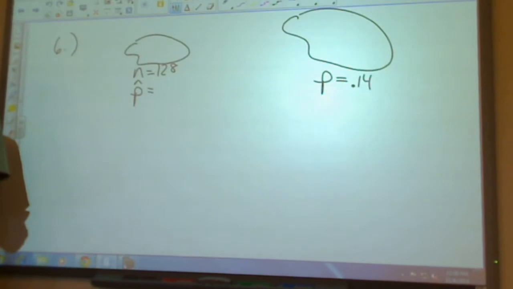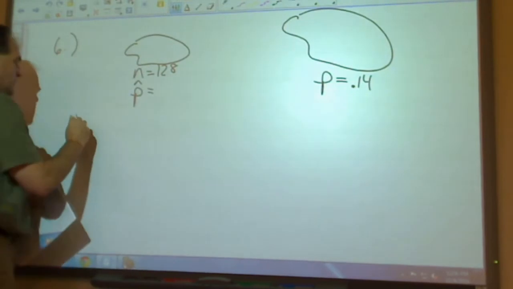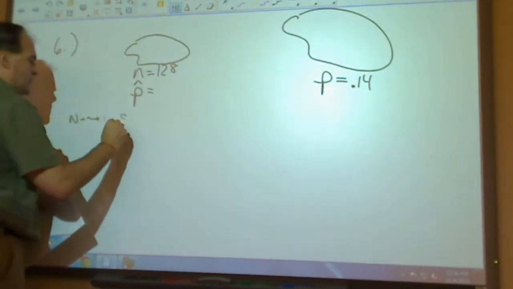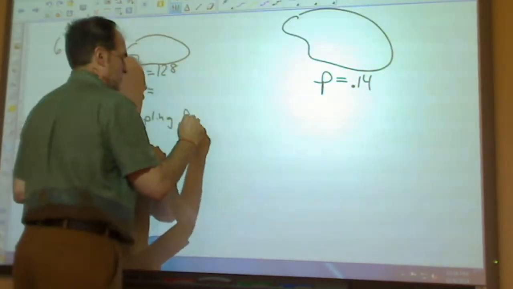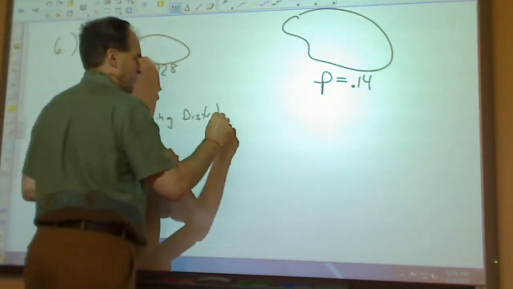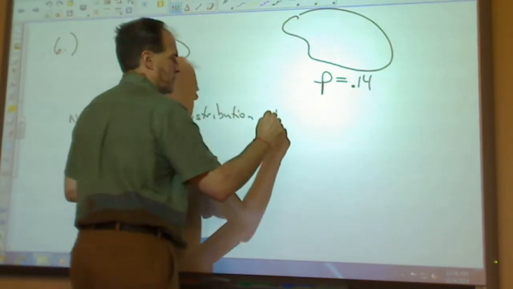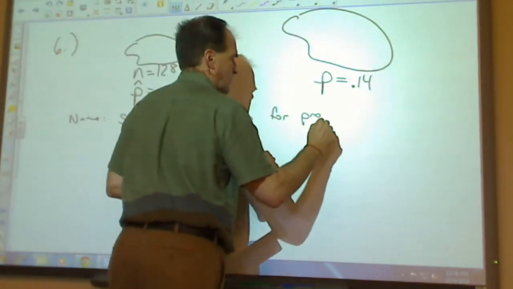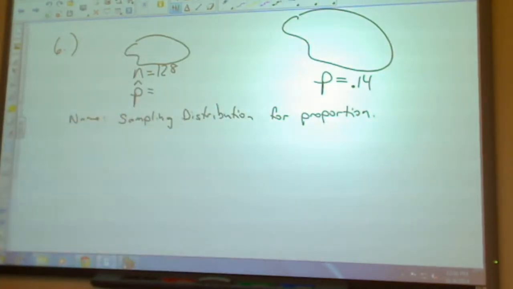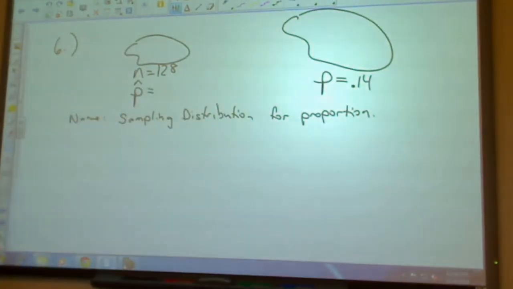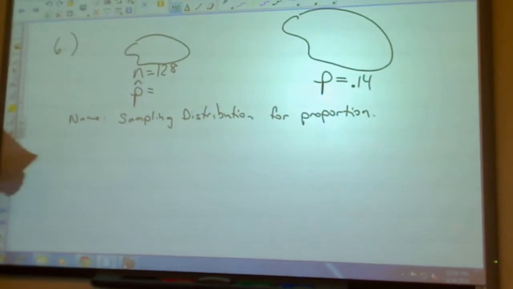So what's the name of this? Sampling distribution for proportion. You only got two options, for proportion or for mean.